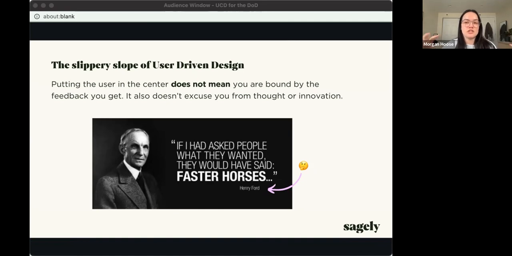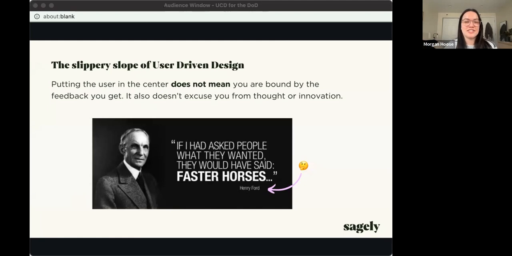So there's a myth that user-centered design creates this mental box, this dictatorship of user feedback that prevents us from being innovative. But this isn't necessarily true if UCD is done properly. This is illustrated by a quote from Henry Ford. I know there's controversy on whether he actually said this, but I think the sentiment still stands: if I had asked people what they wanted, they would have said faster horses. People at the time had no idea that an automobile was even a possibility, right? So putting the user at the center doesn't mean that you're bound by the feedback you get, that you ask them what to build and just go do it.